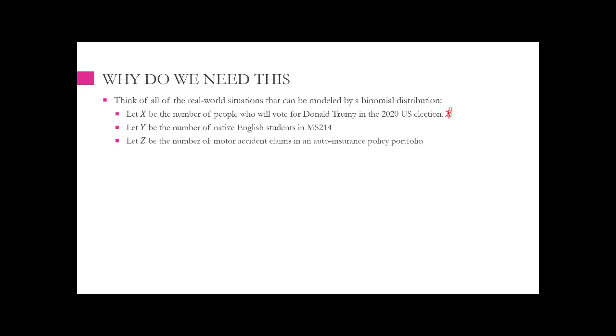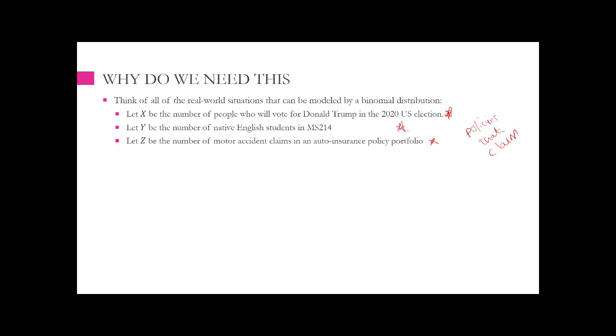In the first example, we're counting the number of people who are going to vote for Donald Trump. In the second example, we're counting the number of native English students in MathStats 214. And in this last example, we're counting the number of claims in an insurance policy portfolio. Specifically, we're just looking at the policies that do claim, because some will claim once, some will claim multiple times, and we're just looking at policies that claim.